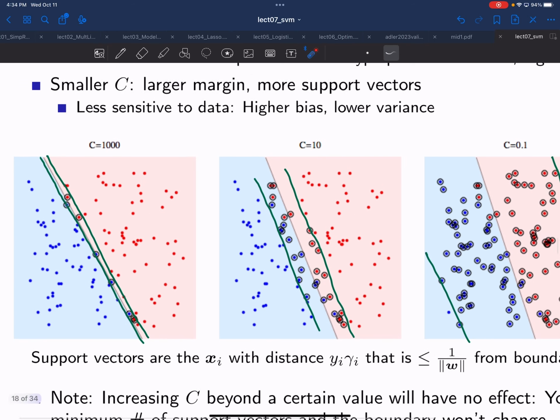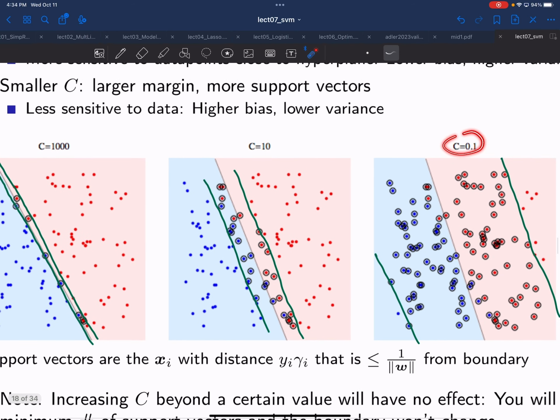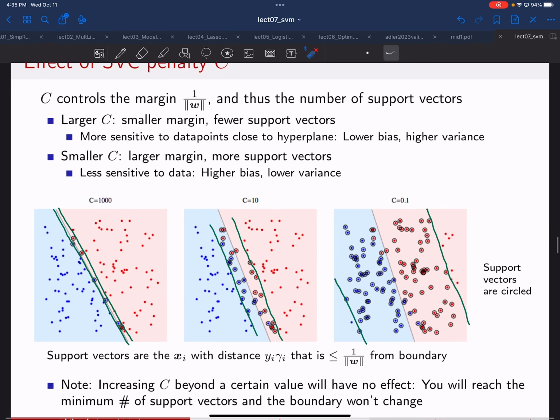And if we go further, now we're saying we want the street to be super wide, and what happens is we make even more decision errors. So these guys, at least one of them was previously correct and now it's incorrect. So a nice way to think about this is through the bias variance trade-off.